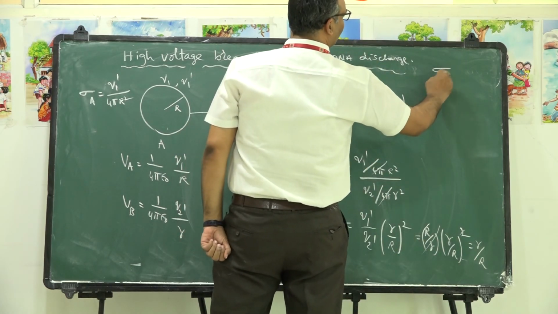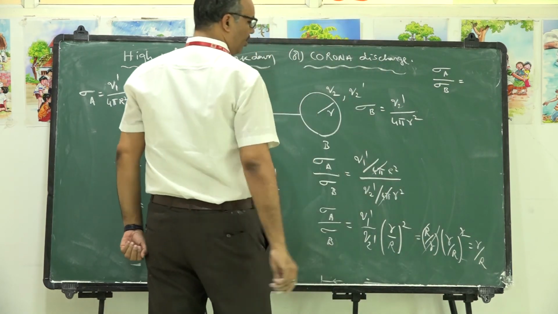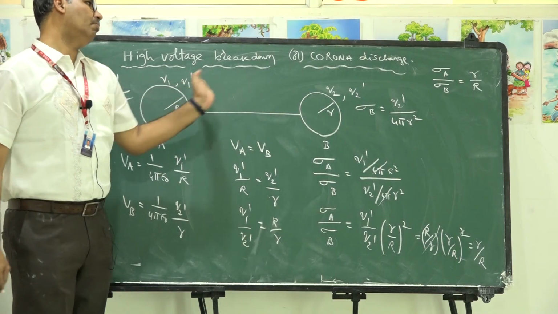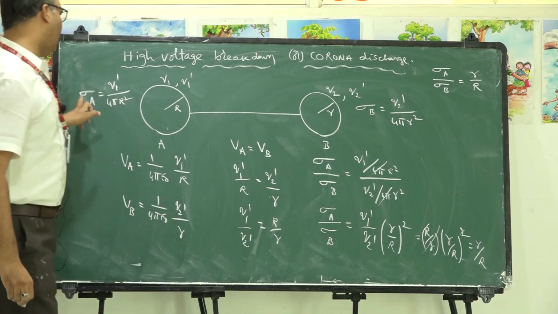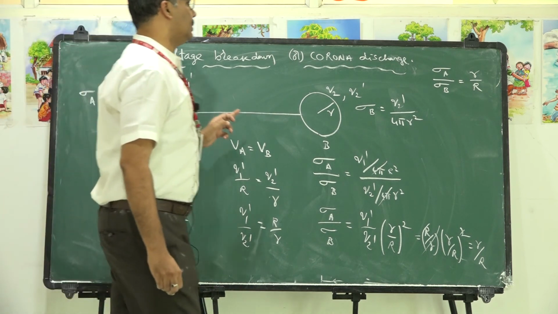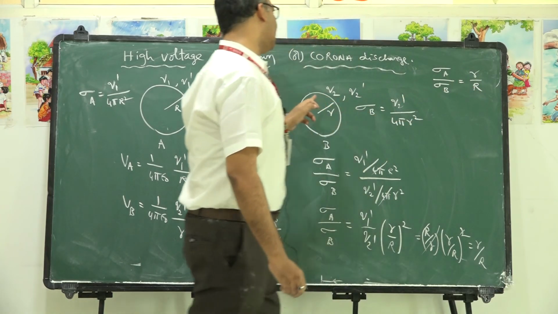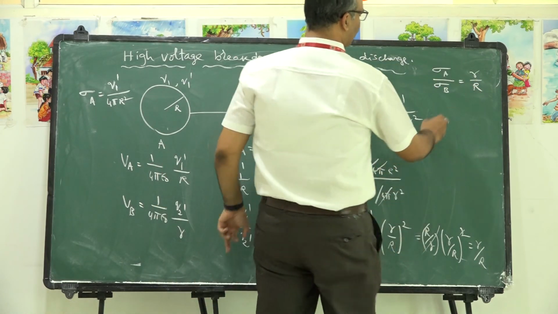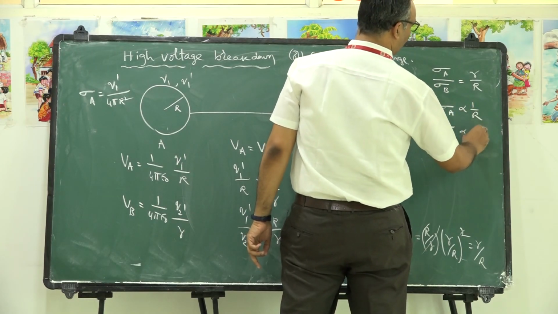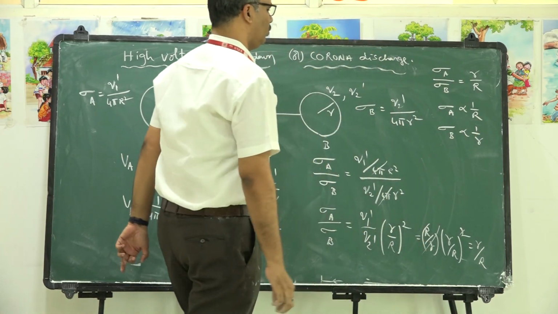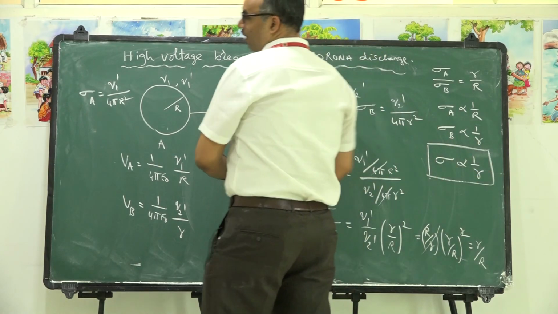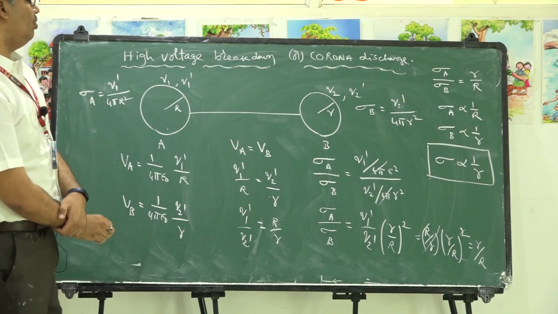The ratio of surface charge densities of the two spheres after redistribution is in the ratio of their radii, small r by capital R. Clearly, final surface charge density on the first sphere is proportional to 1 by r. Because small r is constant, you can say that sigma A is proportional to 1 by capital R, sigma B is proportional to 1 by small r. So final conclusion is sigma is inversely proportional to radius.